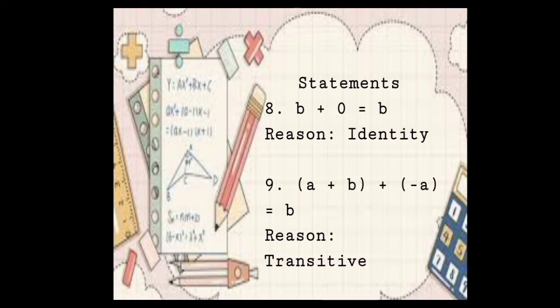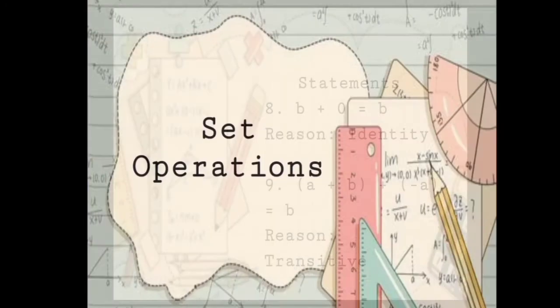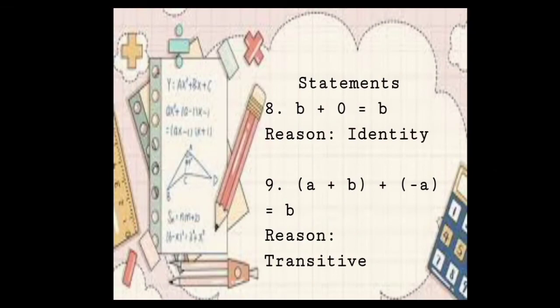That is the transitive property. A set of numbers is closed under an operation if performing the operation on numbers of the set always produces another number in the set. For example, the set of odd integers is closed under multiplication but is not closed under addition.